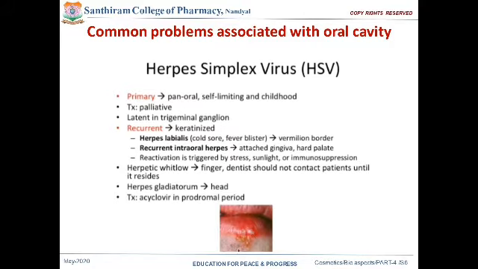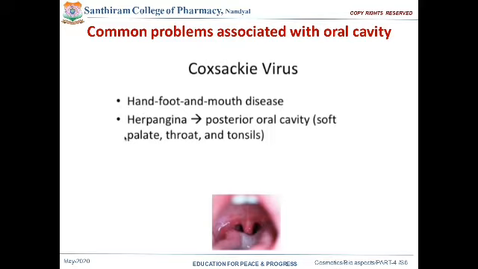The Coxsackie virus is not a herpes virus, although it may almost sound like it is. This can result in hand, foot, and mouth disease, which easily enough affects the hands, the feet, and the mouth. It could also cause herpangina, which affects the posterior oral cavity, namely the soft palate, throat, and the tonsils, which are part of Waldeyer's ring, if you recall this area in the back of the throat.